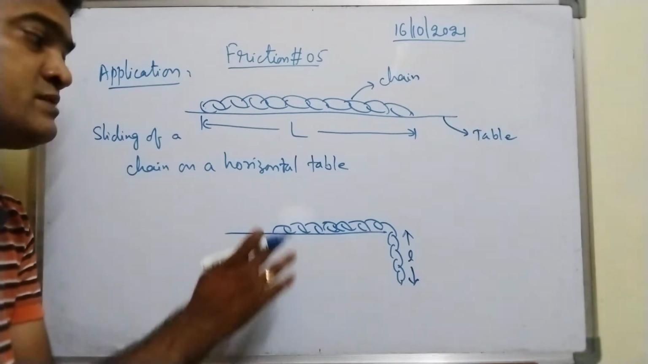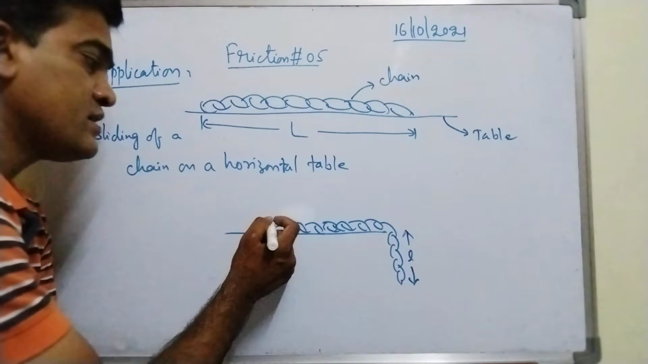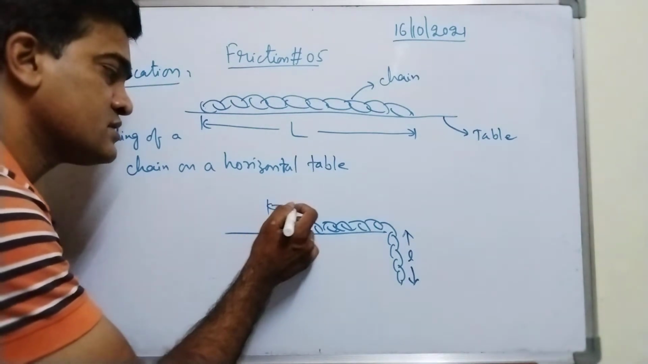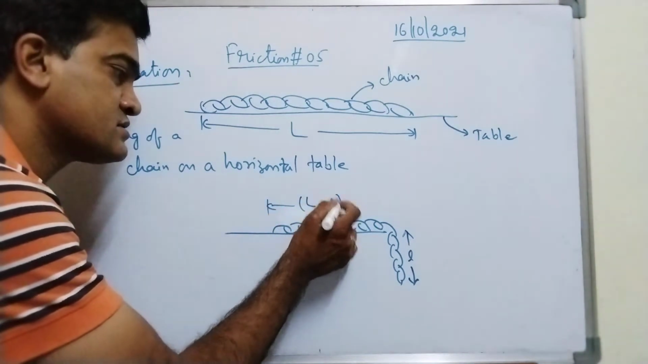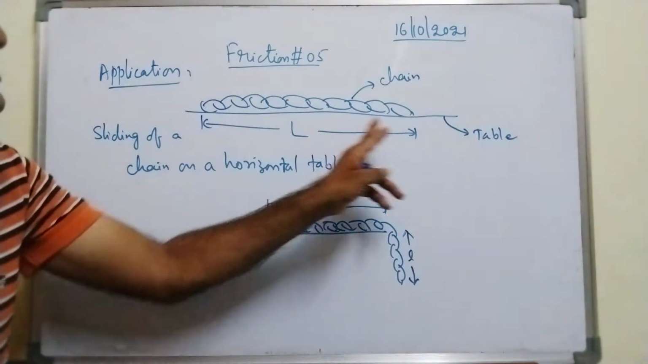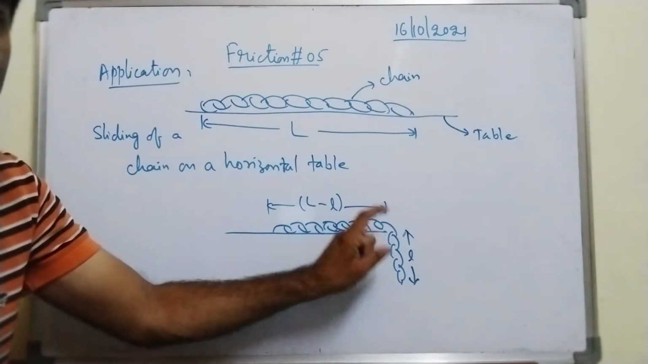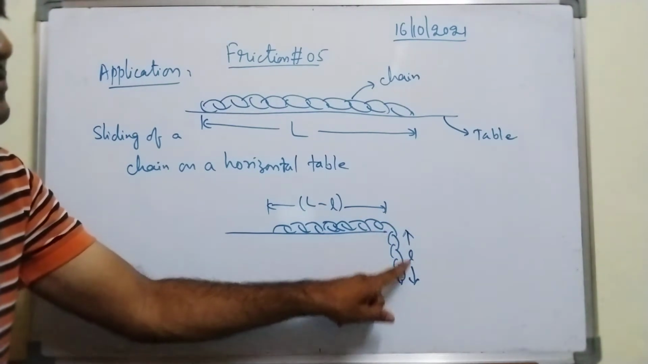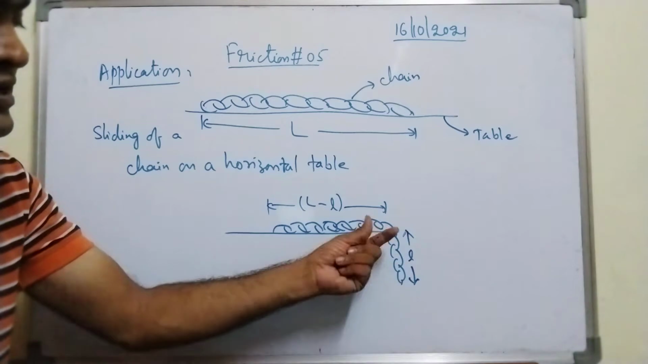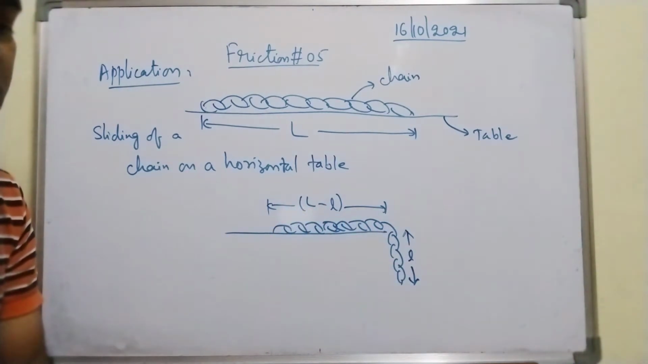So what is the part remaining on the table? The part remaining on the table is capital L minus small l. Is it not? Because I have considered the total length of the chain as L, and small l is hanging this time. So the remaining part, L minus l, must be lying on the table. Right?